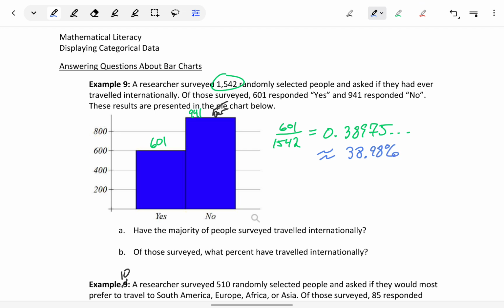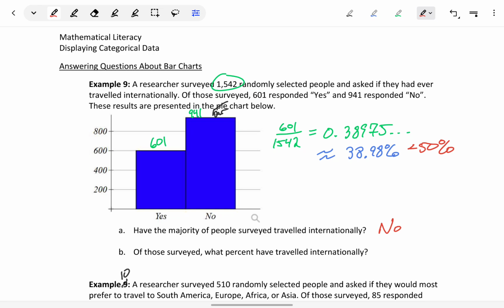That value is definitely less than 50%. So our answer to part A would be no. Definitely less than 50% of people who were in this survey have not, let me say that again. The majority of people surveyed have not traveled internationally. The percentage of people who have traveled internationally is far less than 50%.